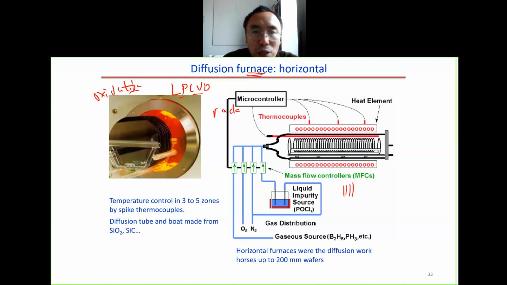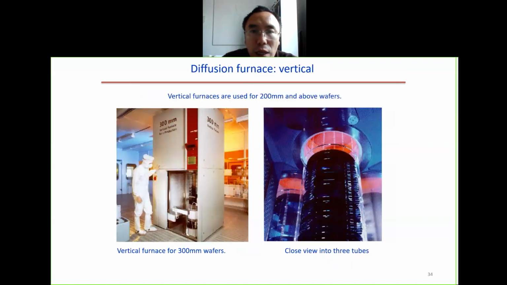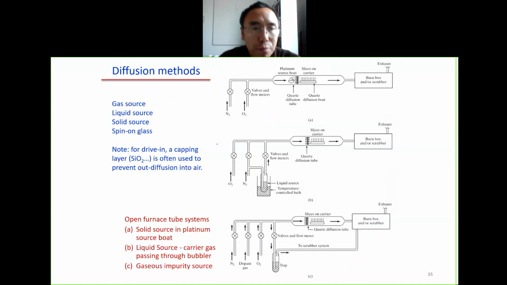This is called a horizontal furnace. It goes up to 8-inch wafers. When we have bigger wafers, then we have this vertical furnace. So this is the diffusion method. The source can be a gas source, a liquid source, a solid source, or spin-on glass.